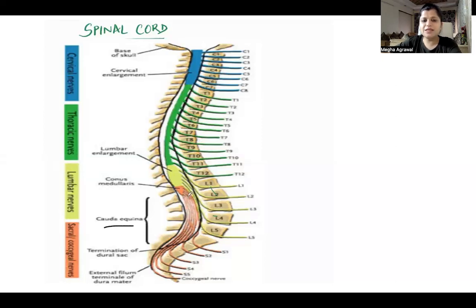Cauda equina means tail of the horse. It looks like the tail of the horse, extending downwards and coming out through their respective intervertebral foramen. The dural sac ends at S2. At the lower border of S2, the dural sac ends, and then it is only the pia mater which continues as the filum terminale. So the pia mater continues inside as the filum terminale internum, covered by the dural sleeve at S2, and then it continues as the filum terminale externum after this.